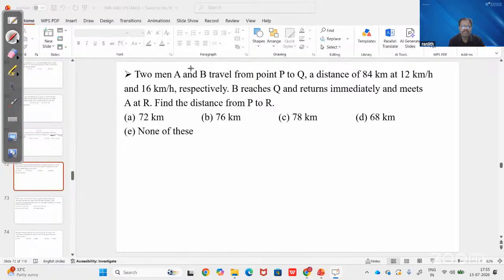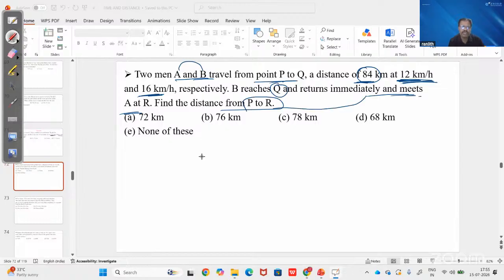Two men A and B travel from P to Q, a distance of 84 kilometers, at 12 kilometers per hour and 16 kilometers per hour. B reaches Q and returns immediately and meets A at R. Then find the distance between P to R. So two persons A and B travel P to Q at a distance of 84. A is not reaching the destination, B reaches Q and immediately meets A at R.